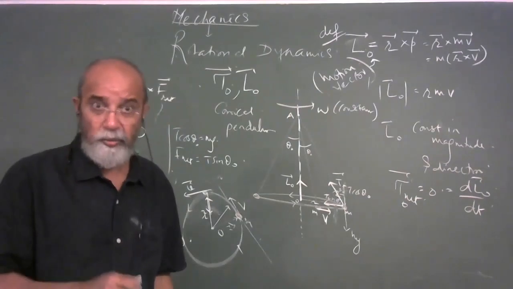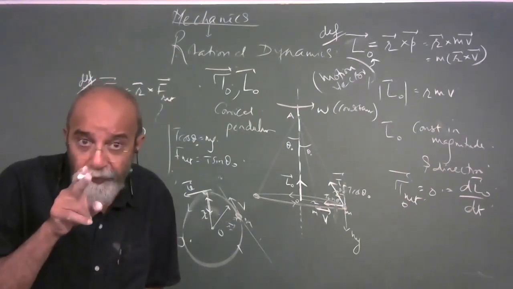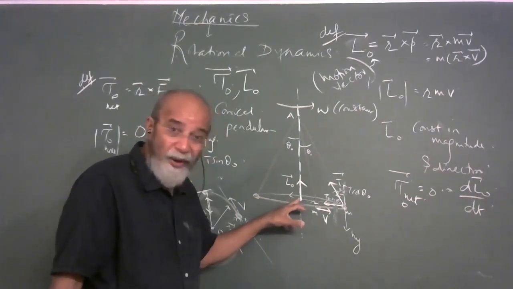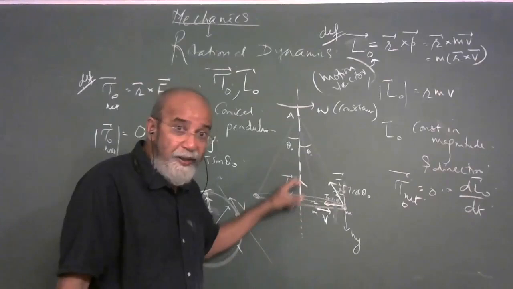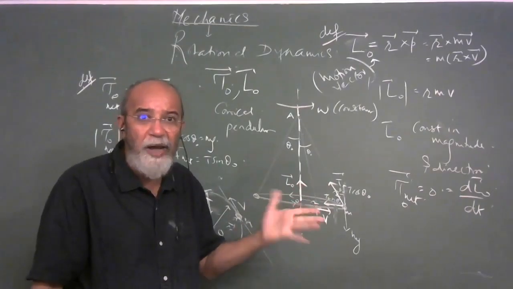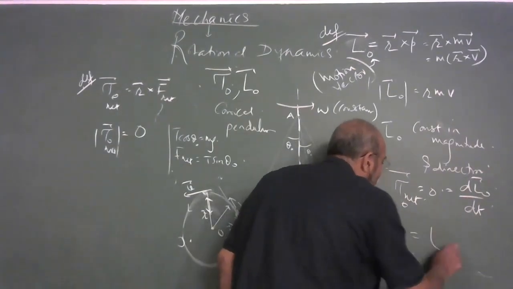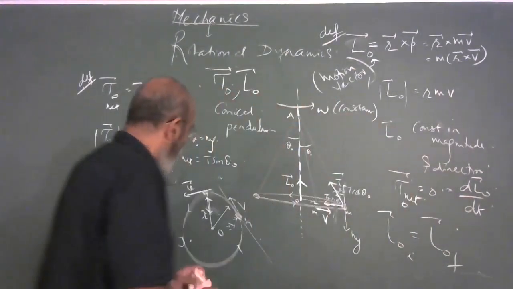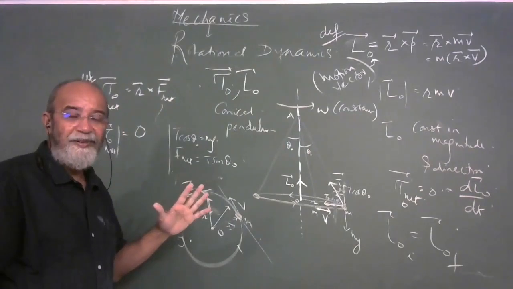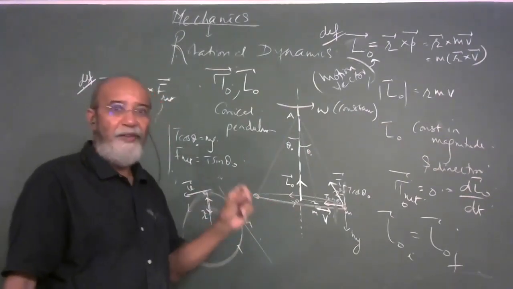What is the message? The message is that if you are able to go to the correct reference point where the net torques are 0, then you can conserve angular momentum about that. Then L initial will be equal to L final, whether the particle is here or here or here. Angular momentum is conserved about the reference point O.